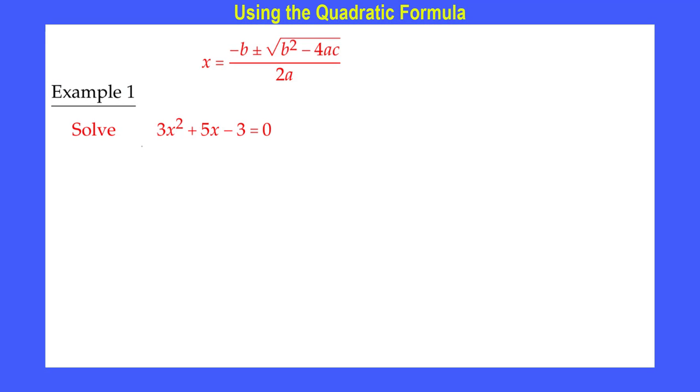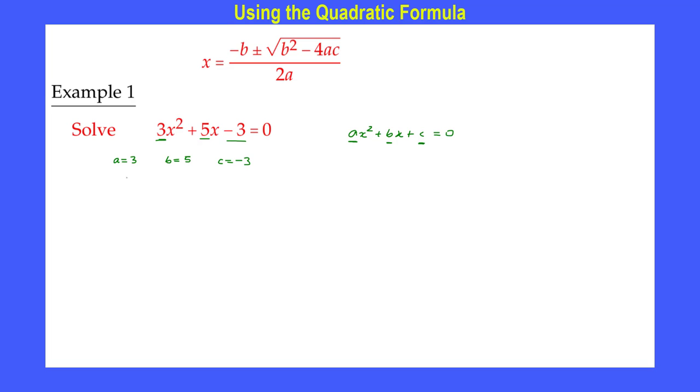In this example, we're going to solve the equation 3x squared plus 5x take away 3 equals nothing. So the first thing we've got to do is work out what our a, b and c are going to be. By comparing it to ax squared plus bx plus c equals nothing, we can see that a is going to equal 3, b is the number of x's, that's going to equal 5, and c is the constant term without the x's in it. And if you look at this, it's actually going to be negative 3, so we've got to watch out for signs.